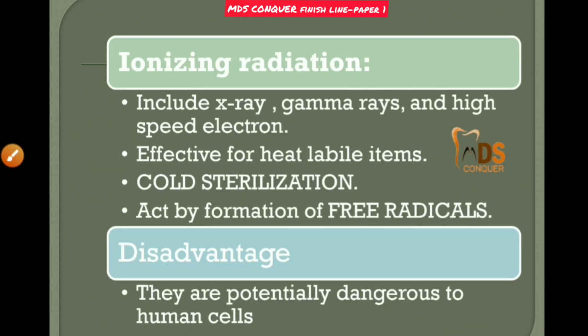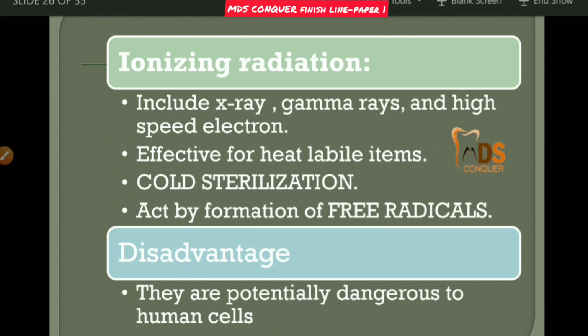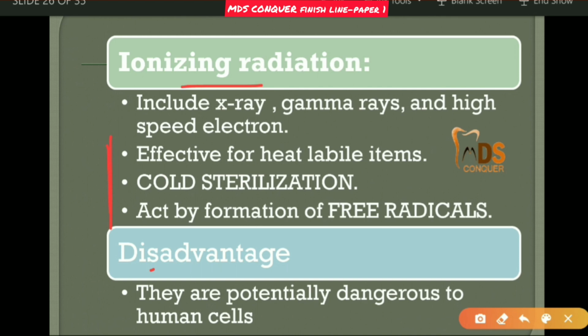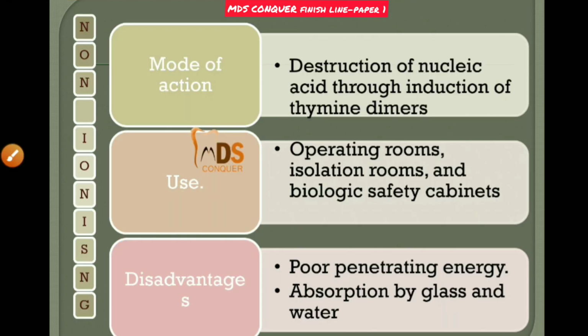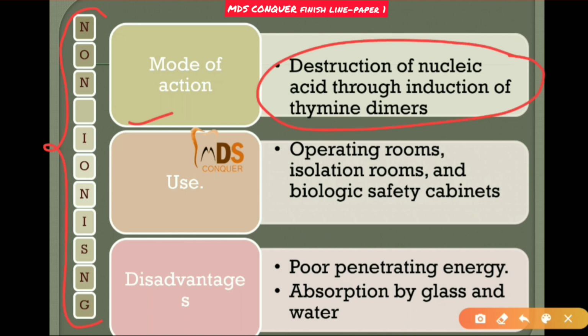Then radiation is of two types, ionizing and non-ionizing radiation. So this is the ionizing radiation, which is called cold sterilization and acts by free radicals, which includes gamma rays, X-rays and high-speed electrons. The disadvantage is that they are potentially dangerous to human cells. Then non-ionizing radiation, the mode of action is destruction of nucleic acid through induction of thymine dimers, used for operating rooms, isolation rooms and biologic safety cabinets. Disadvantages will be its poor penetrating energy.